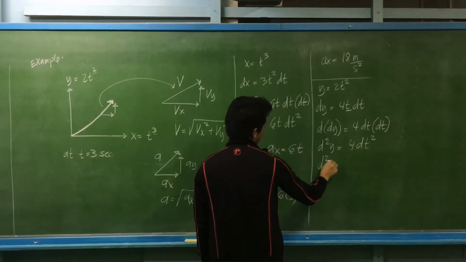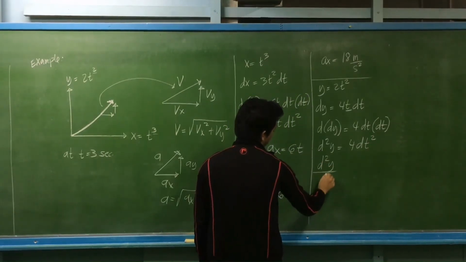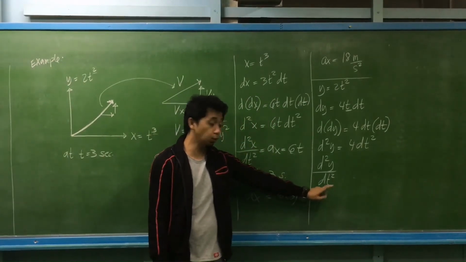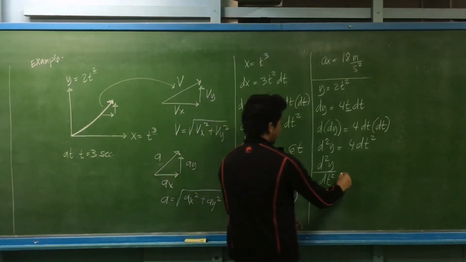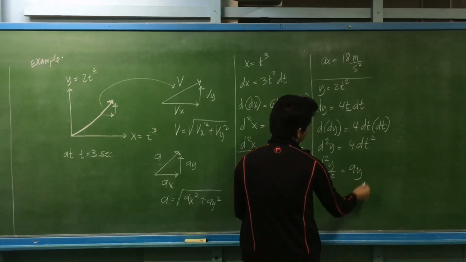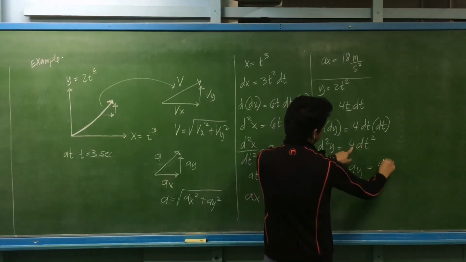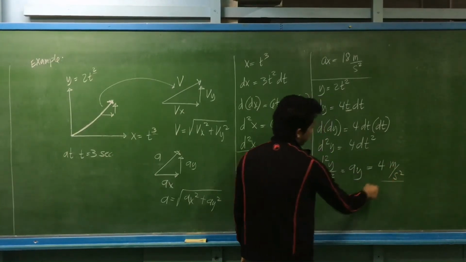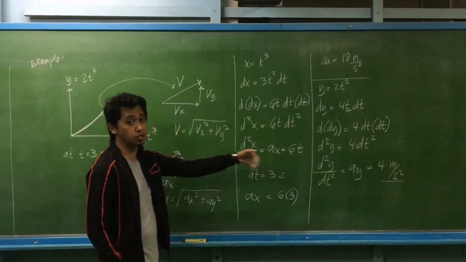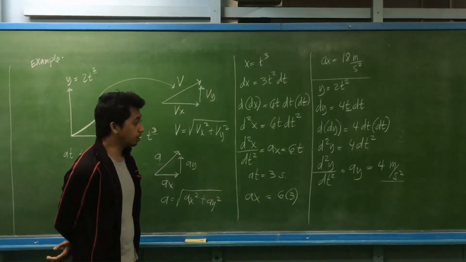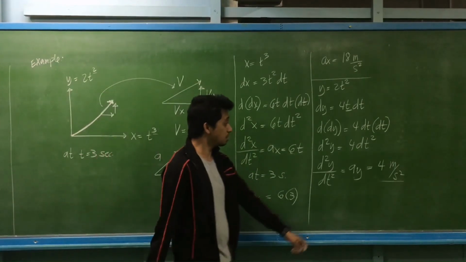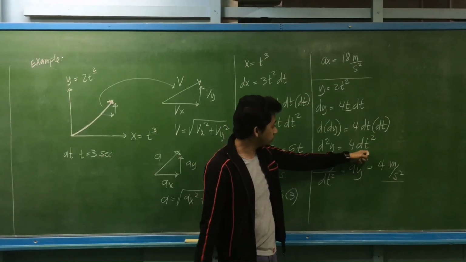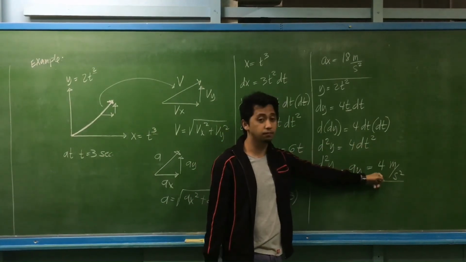So this is the same as d squared y over dt squared, or basically the second derivative with respect to time. That is the same as the acceleration along y, which is simply equal to 4. So 4 meters per second squared. So that is already the value of the acceleration, since we don't have a remaining variable. It's already differentiated. So ang naiwan na lang 4.